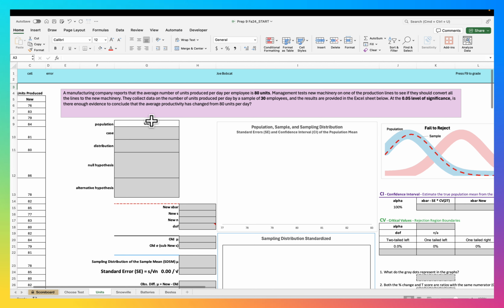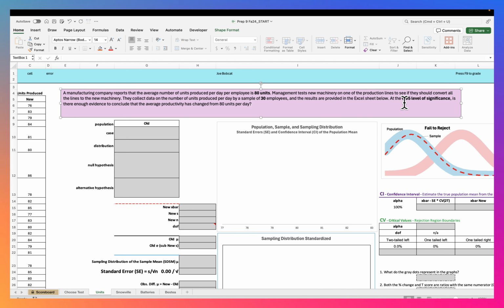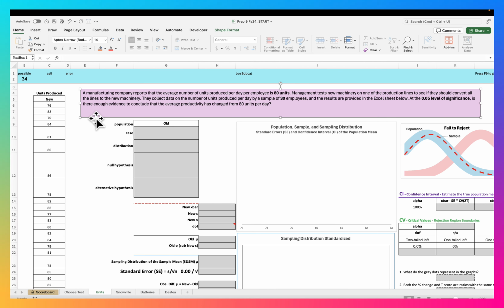So here we go. A manufacturing company reports that the average number of units produced per day is 80 units. Management tests new machinery on one of the production lines to see if they should convert all the lines to the new machinery. They collect data on the number of units produced per day by a sample of 30 employees, and the results are provided in the Excel sheet below. At the 0.05 level of significance, basically 5%, is there enough evidence to conclude that the average productivity has changed from 80 units per day? So, this is the new sample, and the population we're just going to call the old.